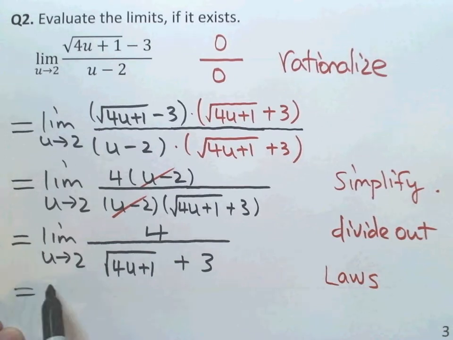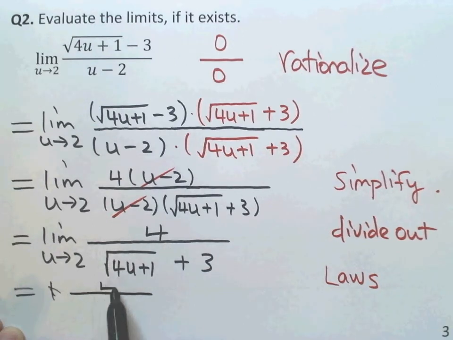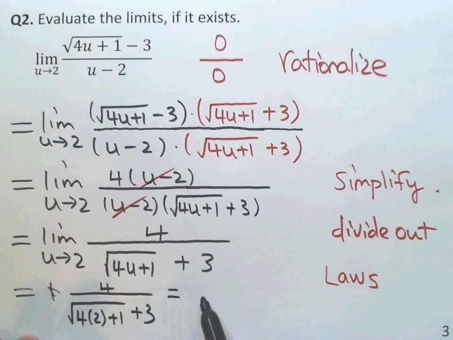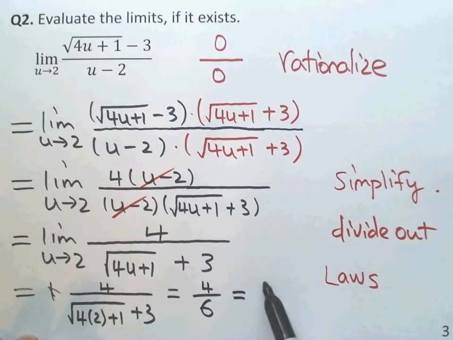After we use the laws, what do we get? We will get this. We don't have a limit anymore, right? The numerator is 4. The denominator is the square root of 4 times 2 plus 1, and plus 3. This we call directly substituting, and then you do the calculation. What do we get? We get 4 over 6, and simplified it is 2 over 3. So this is the result.